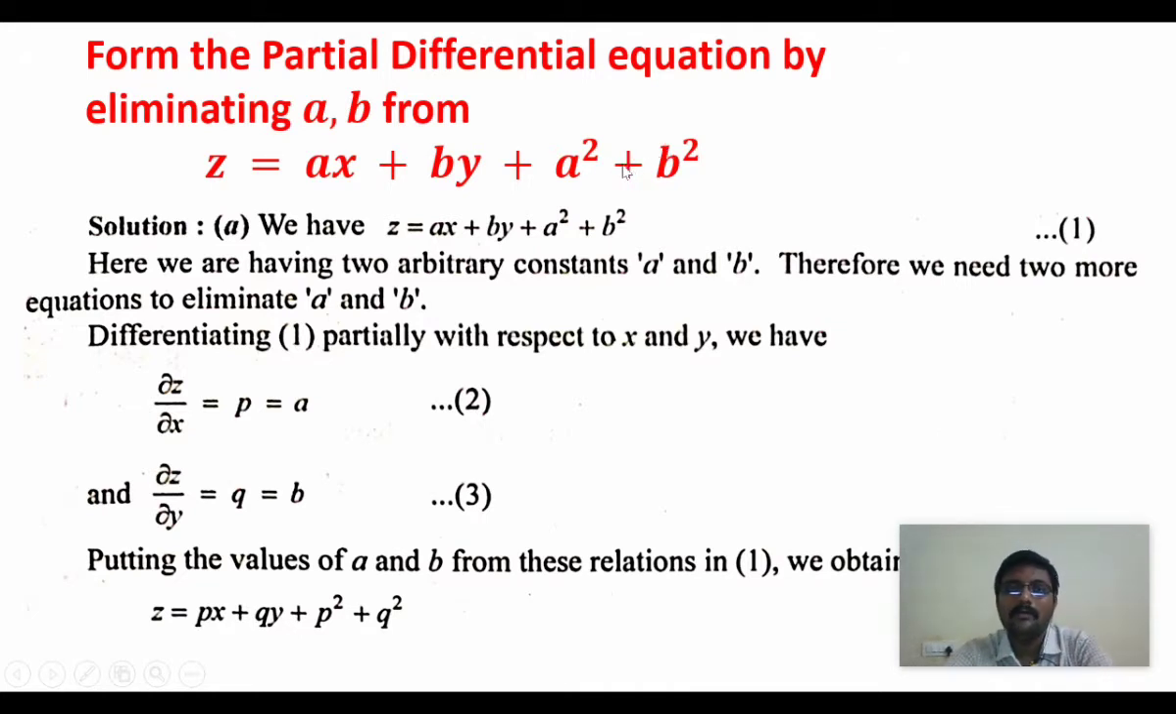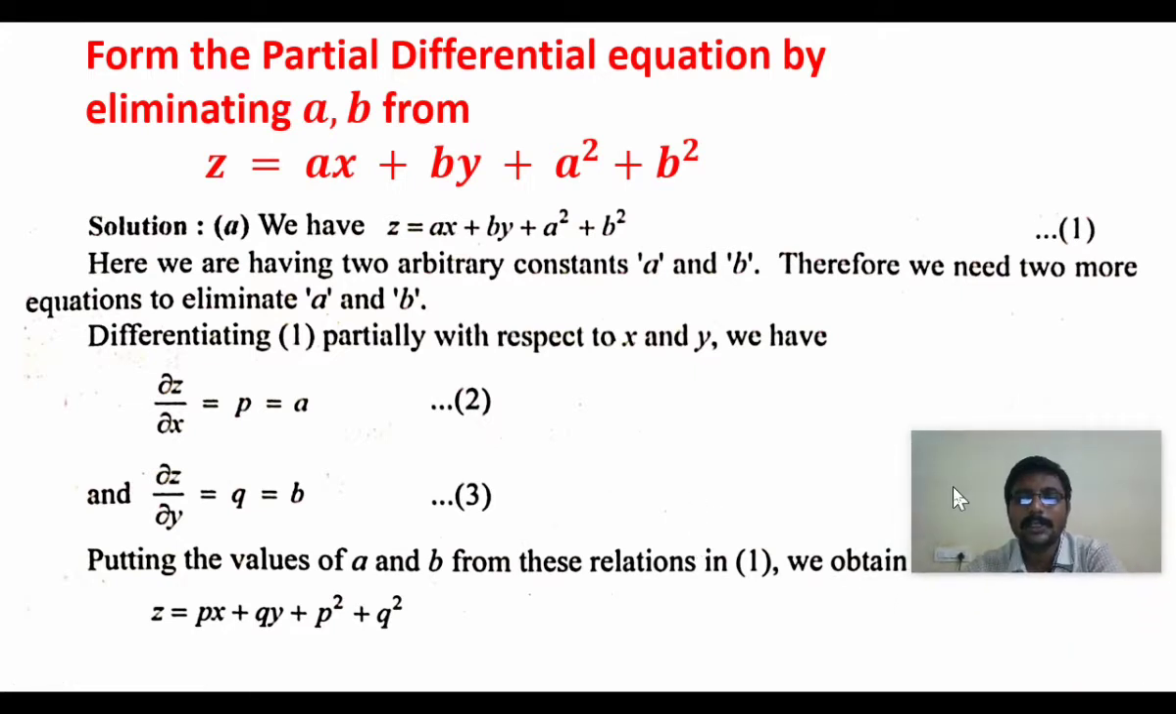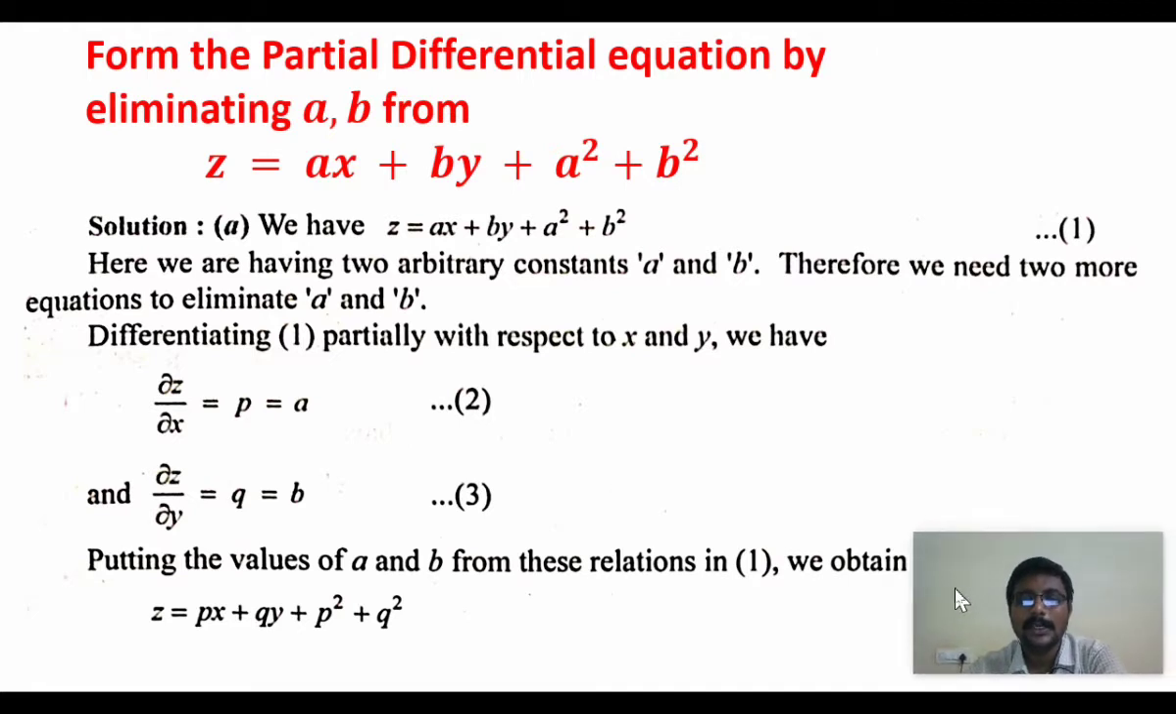While differentiating partially with respect to x, keep y as constant. While differentiating partially with respect to y, keep x as constant. Don't forget these points. Putting the values of a and b from these relations in equation 1, we obtain the required partial differential equation. That is, z is equal to px plus qy plus p square plus q square, which is the required partial differential equation.